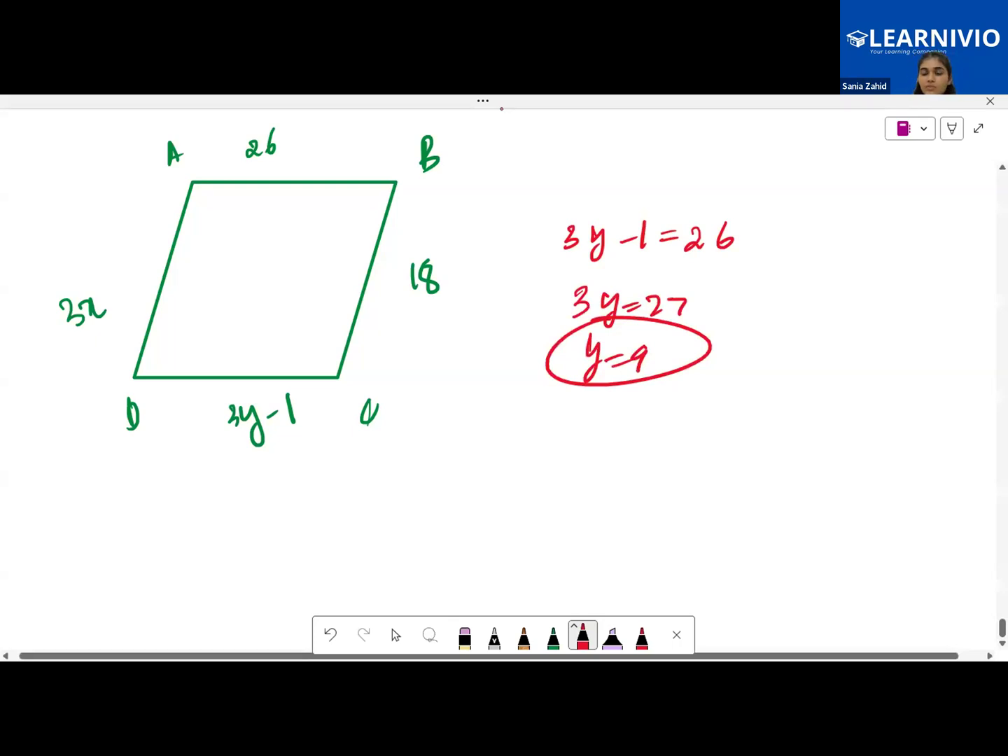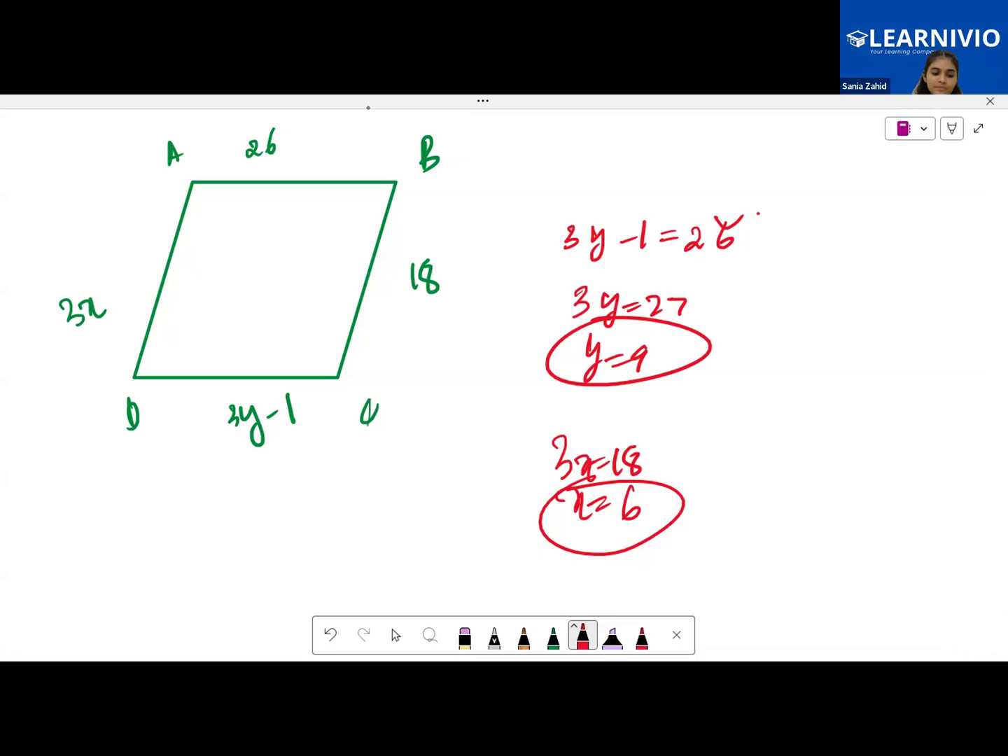Why did you equate it with 14? Now 3y will be equal to 27 because of the minus 1. You will carry this 1 over here. It shall become plus 1. And 3x will be equal to 18. So x will be equal to 6. So y is 9 and x is 6. Do you understand? Yes, ma'am.